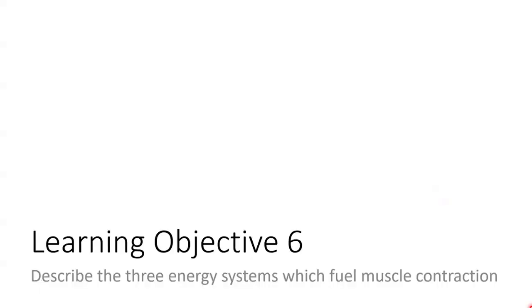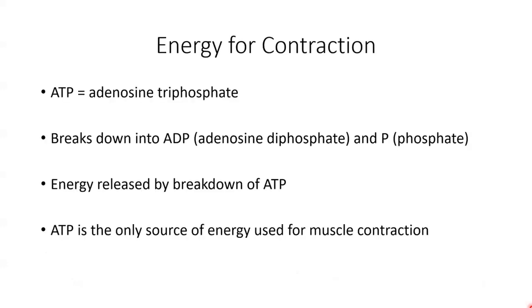Our lucky last learning objective is to describe the 3 energy systems which fuel muscle contraction. So our muscles use ATP, or adenosine triphosphate, to fuel muscle contraction. We spoke about this when we looked at cross-bridge cycling.